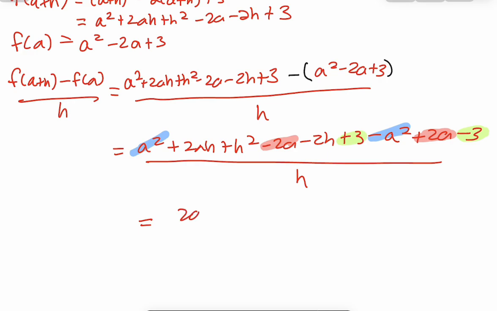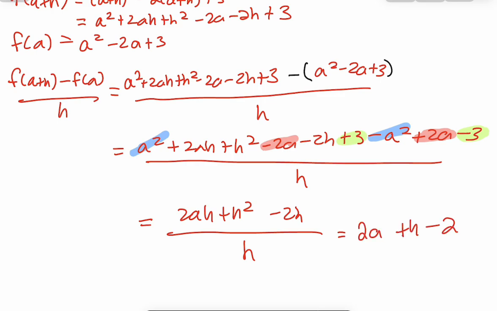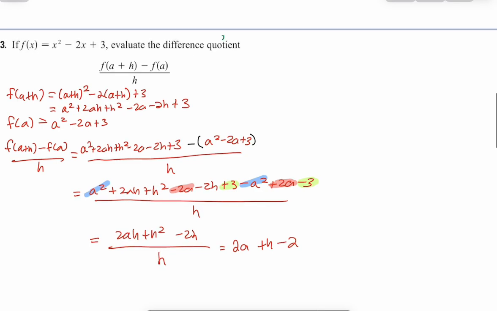Rewrite the things that are left. They should all contain H's. They should all be divisible by H, or you did something wrong. So divide everything through by H. We're left with 2A plus H minus 2. Okay. So that is the difference quotient.